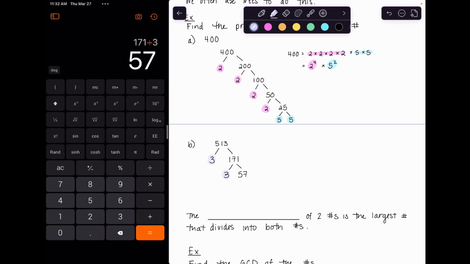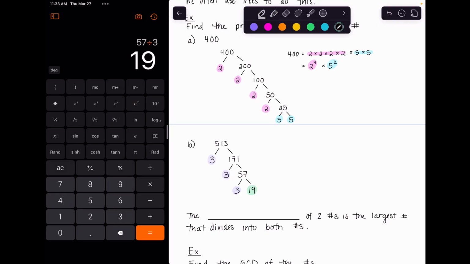We want to see, okay, is 57 divisible by anything? Definitely not 2. So let's try our next prime number. We need 57 divided by 3. And that does work out nicely. So that can be written as 3 times 19. And then 19, well, you could try to divide this by a bunch of things, but 19 actually is a prime number as well. So it will not be divisible by the numbers 2 through 18 at all.